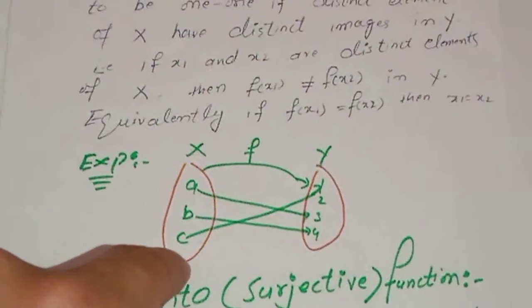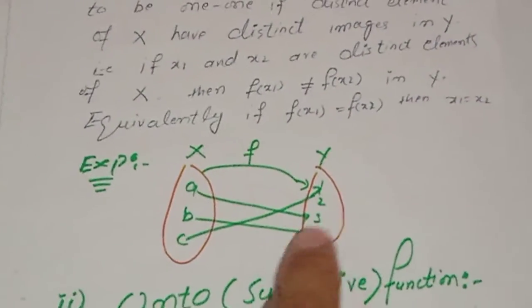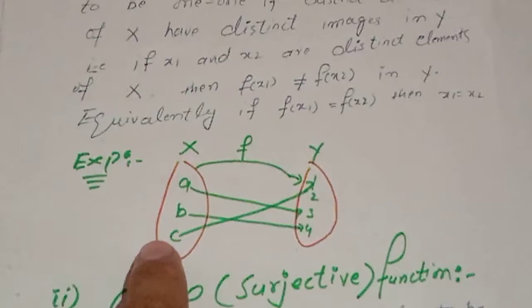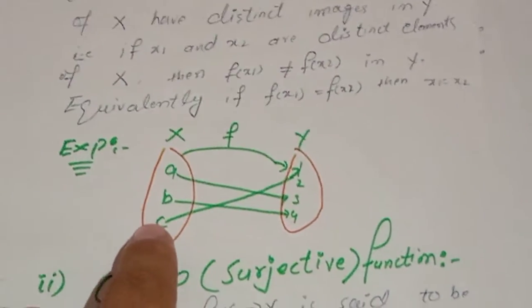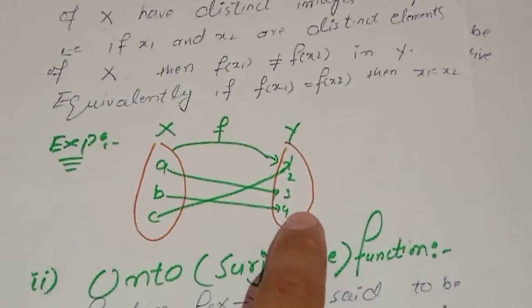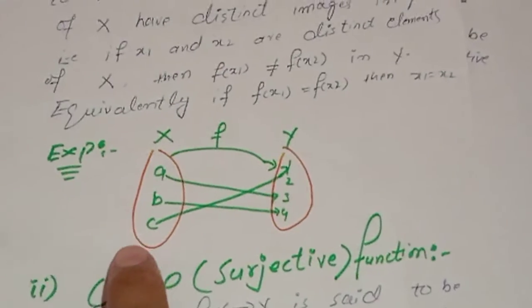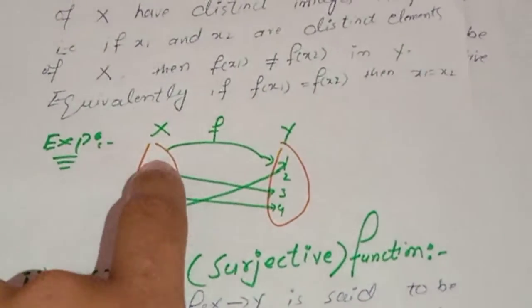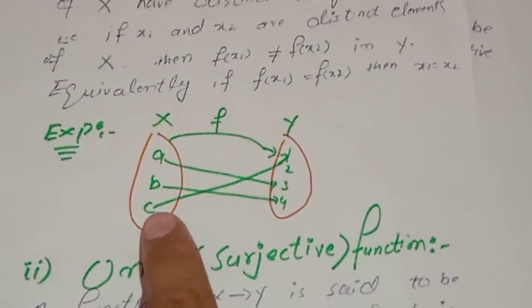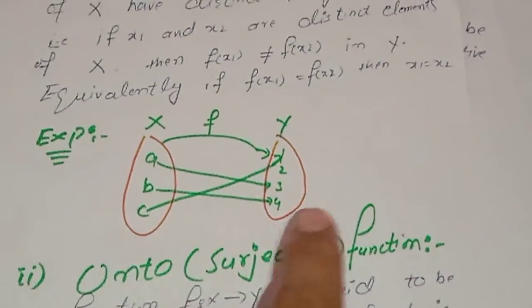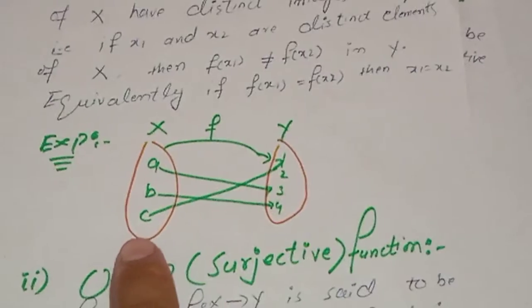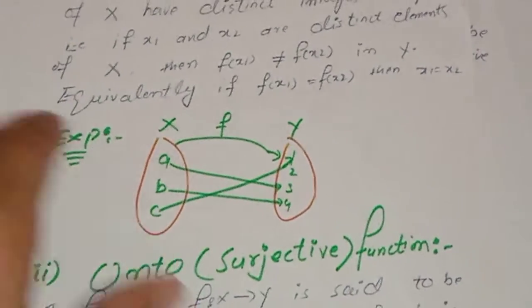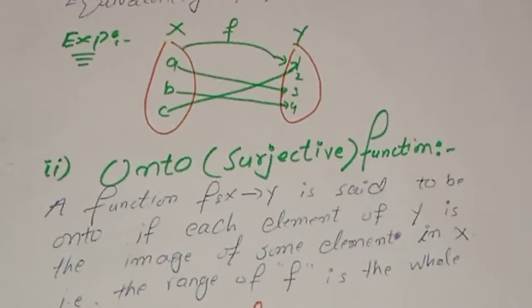Now, all the elements of X are mapped to only one element, so we can say that this is a one-to-one function, because a has an image 3, b has an image 4, c has an image 1, because all the elements of set X are mapped with only one element in set Y.